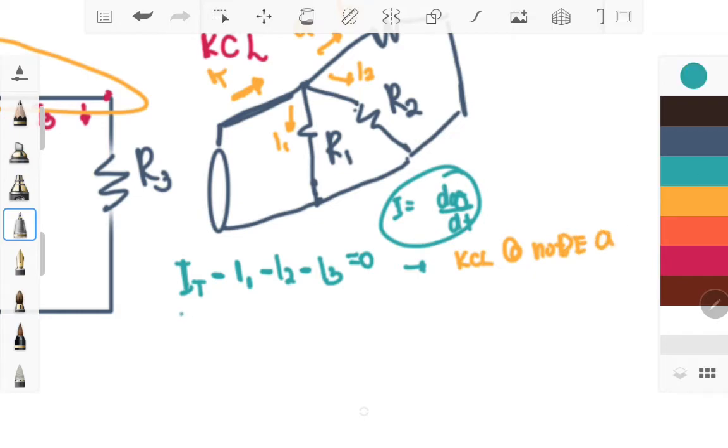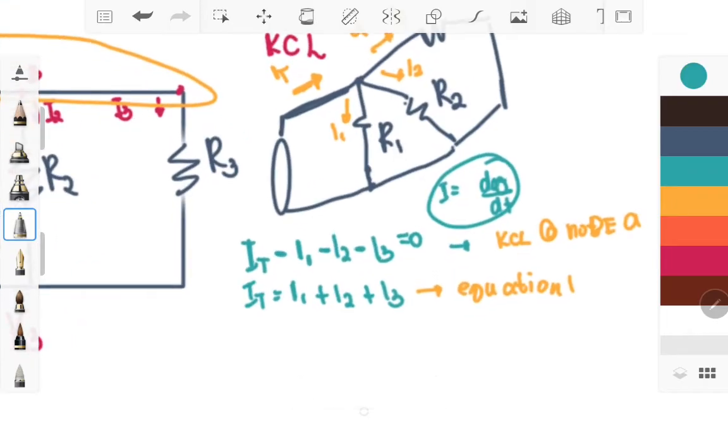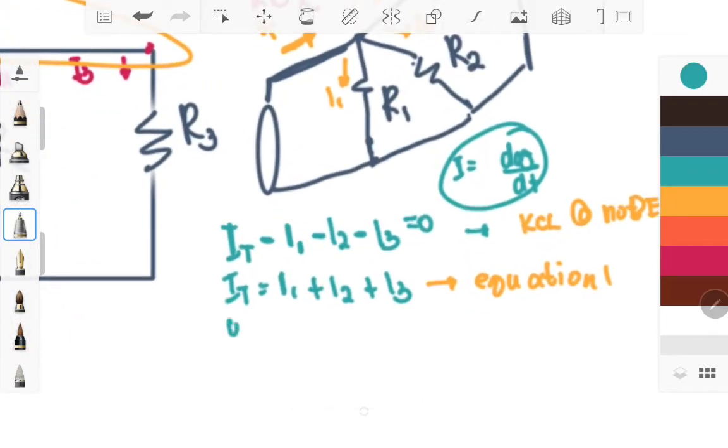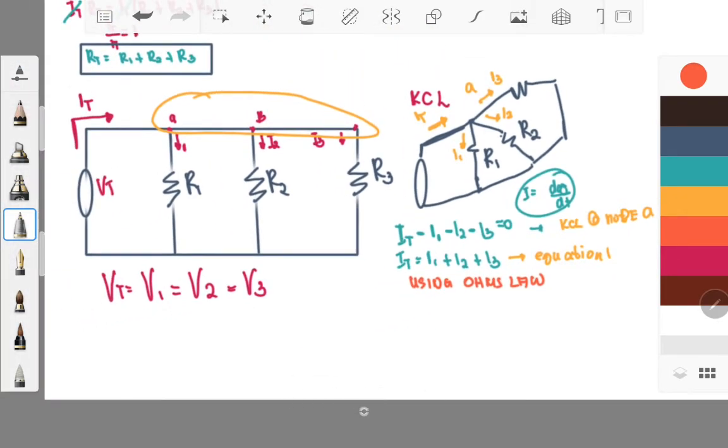So, therefore, I may say that your I total is equal to your I1 plus I2 plus I3. I may name it as equation 1. Using Ohm's law, we have V total is equal to V1, which is equal to V2, which is equal to V3.